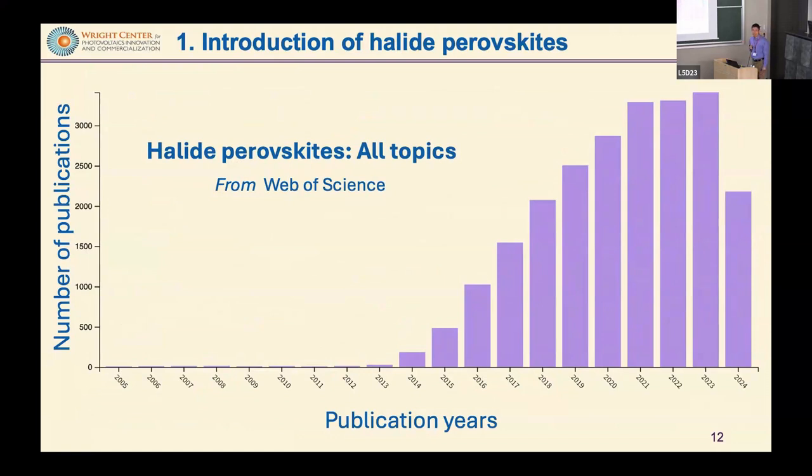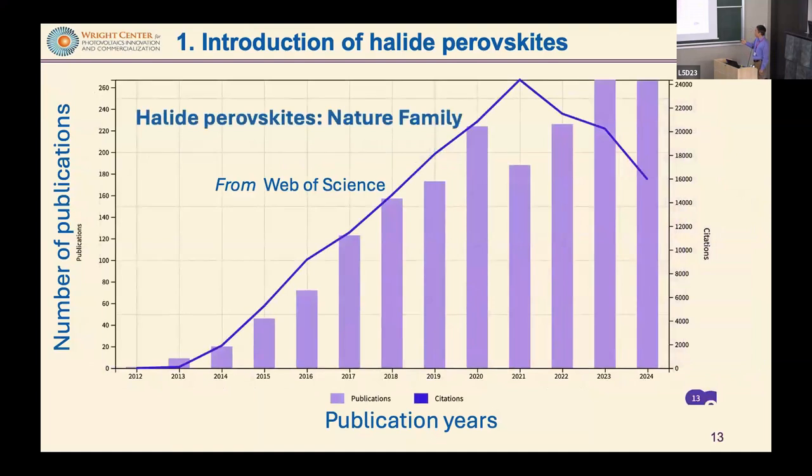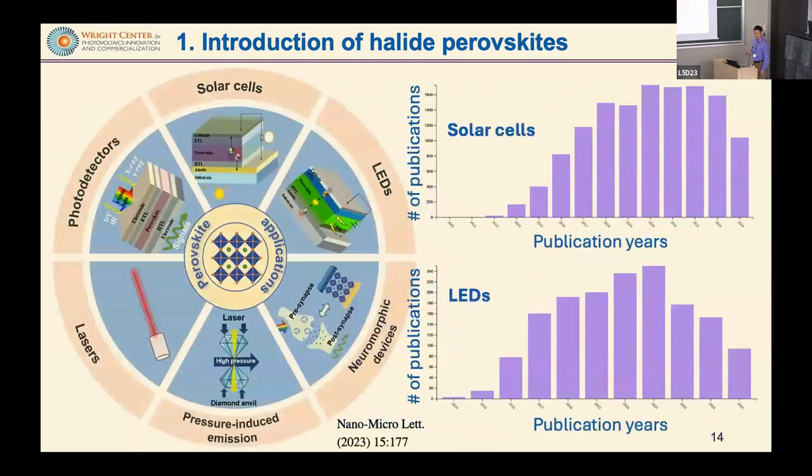And as scientists, we get attention and attraction mostly because of the publications. If people publish lots of papers in Science, Nature, and all those high impact journals, then we will be attracted. On this plot, which I got from Web of Science, for perovskite, all topics increase so dramatically. And if you look at the Nature family journals, it has also increased dramatically. This is why people are so fascinated by this material, because it can help us make a good publication, which is good for scientists.